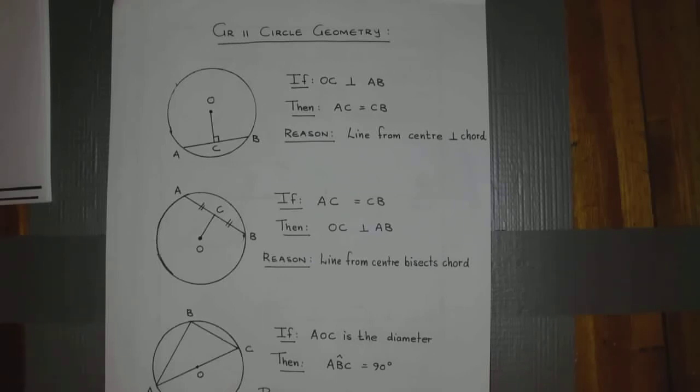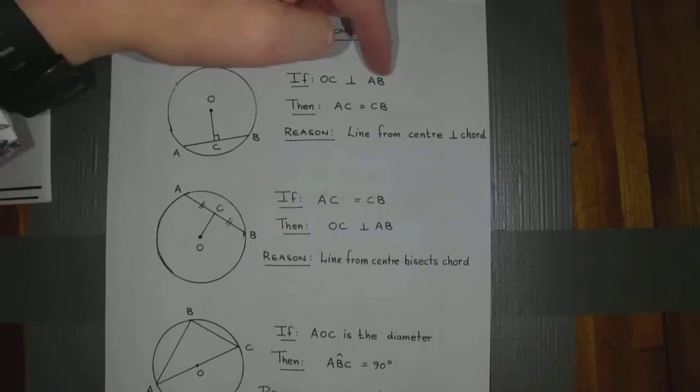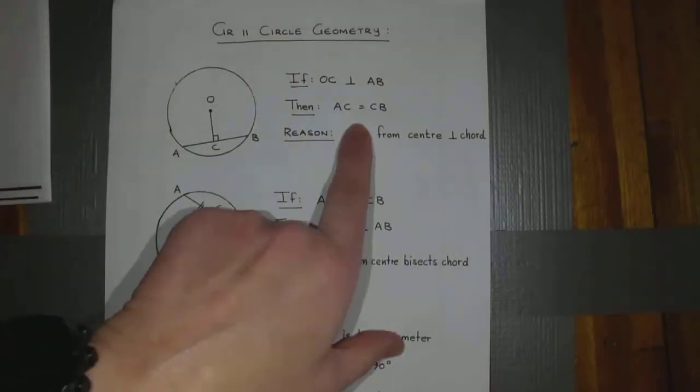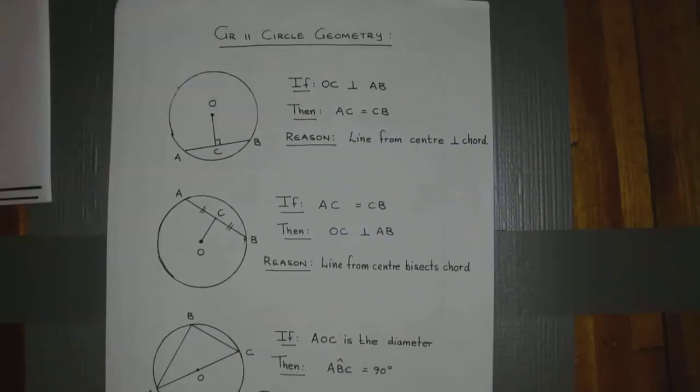Okay, so when you look at the grade 11 circle geometry, we start off by saying a line from the center perpendicular to a chord bisects the chord. So if I draw a line from the center that is perpendicular to a chord, it bisects the chord. The way I've set this up is, if OC, which is the line from the center, is perpendicular to AB, then the deduction is that AC is equal to CB. Reason: line from center, perpendicular to chord.